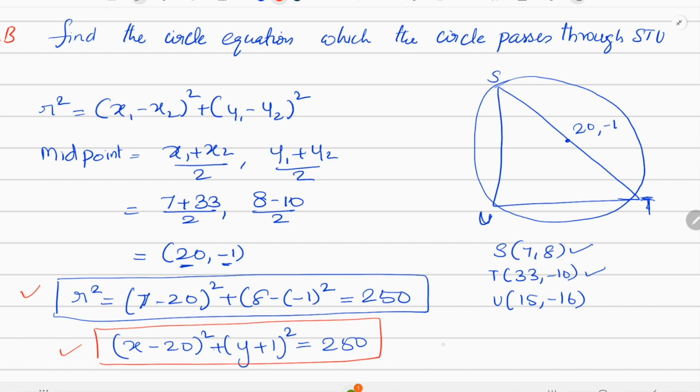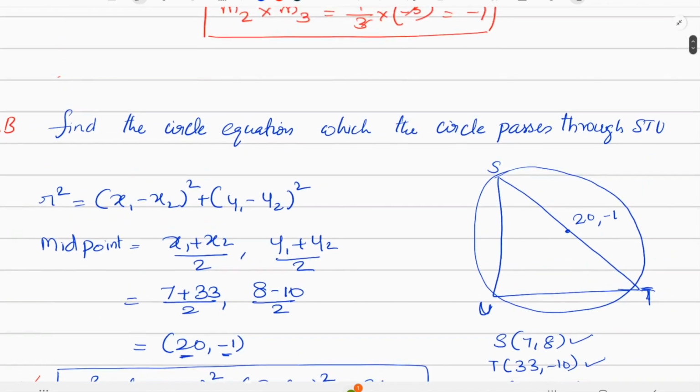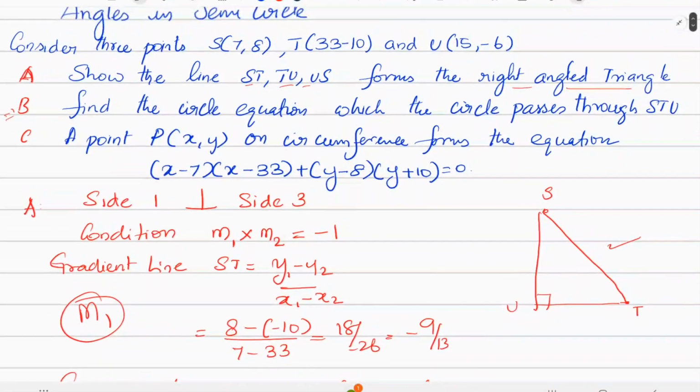What is the circle equation? x minus x1 whole square plus y minus y1 whole square equal to r square is the circle equation. Clear? So the second one, B, is also finished. Now we go for the third one.